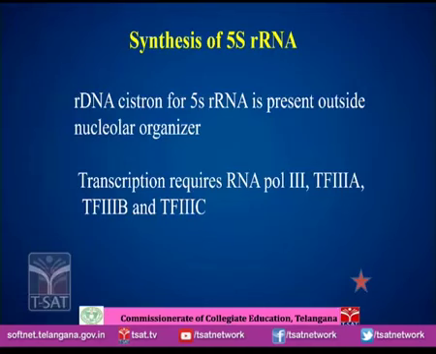The rDNA having the 5S RNA is present outside the nucleolar organizer. This is coded with the help of RNA polymerase 3, and this particular part can be organized in the nucleolar region. For this transcription, there are two proteins, transcription factors 3A, B, C, which are important. So these are certain modifications that take place for the ribosomal RNA.